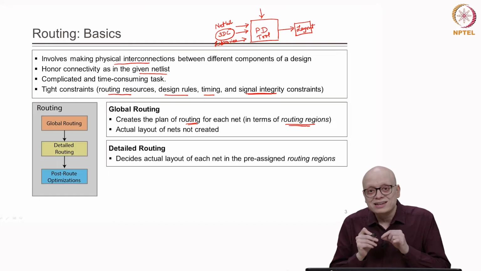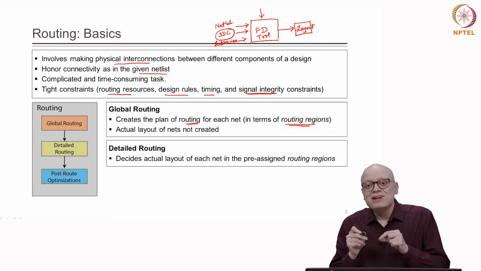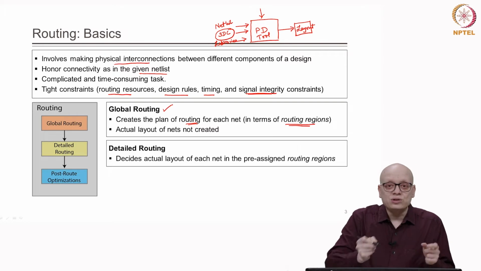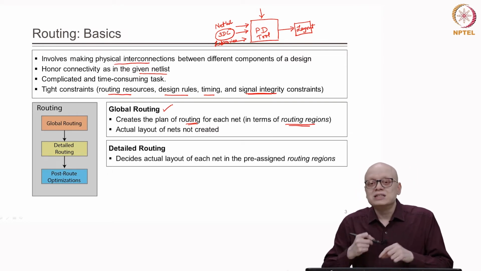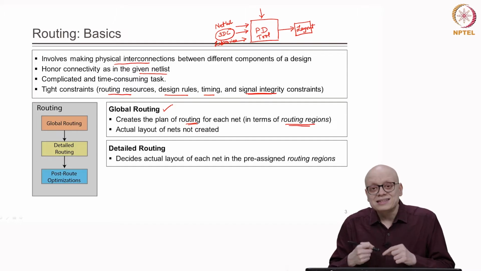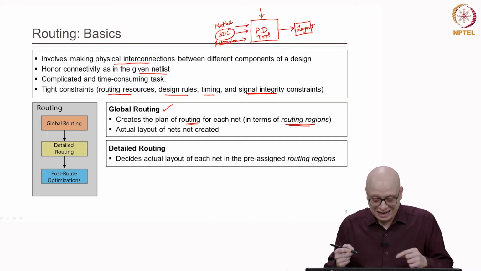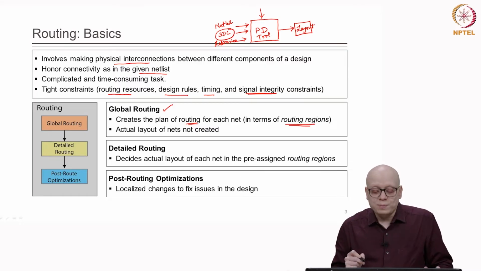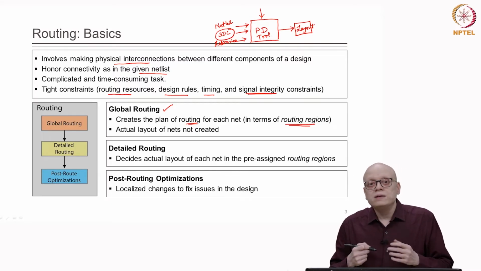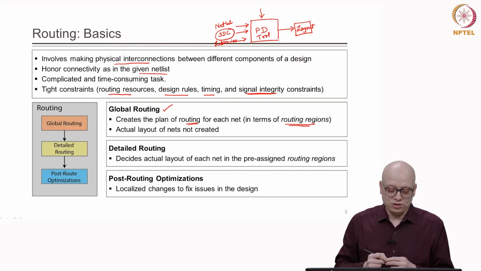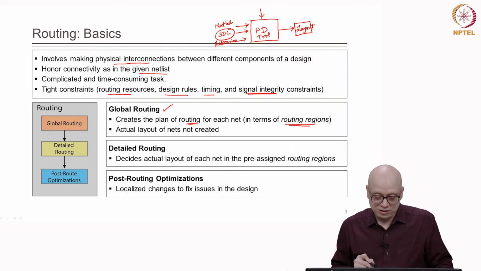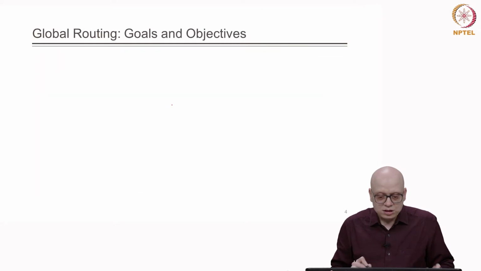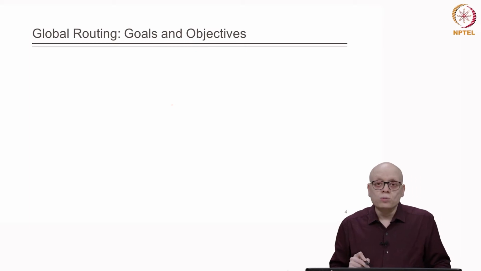So the routing regions were determined during global routing, and using that information, the detailed routing creates the layout of each individual net in our design. And once this detailed routing is done, then we do some post routing optimization. There can be some problems in our design, we fix them or improve some QoR measure like timing and so on. Those are done after detailed routing. In this lecture, we will be looking at all these design tasks. First, let us look into global routing.